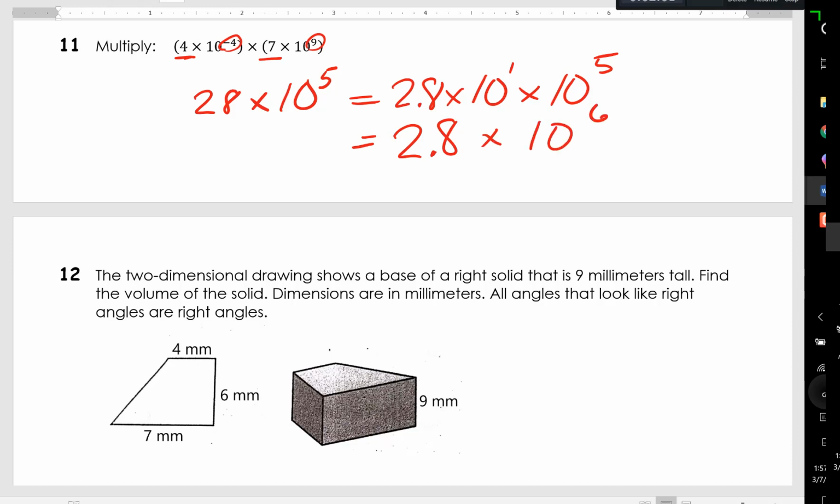Right? You also have here a right solid that's 9 millimeters tall. It says find the volume. All right? So to find the volume of a right solid, you find the area of the base and multiply that by the height. All right? So here's the base. It's got a rectangle that's 4 by 6. So 4 times 6 is 24 square millimeters.